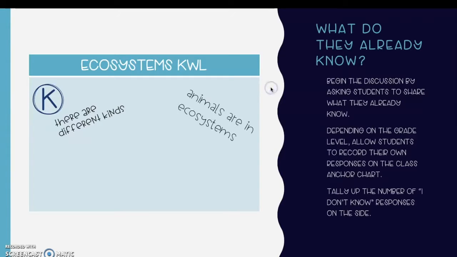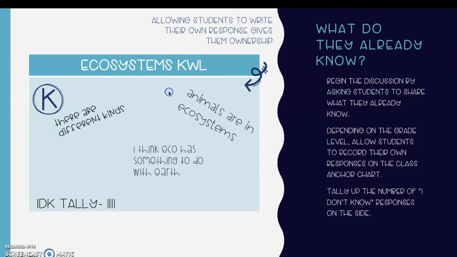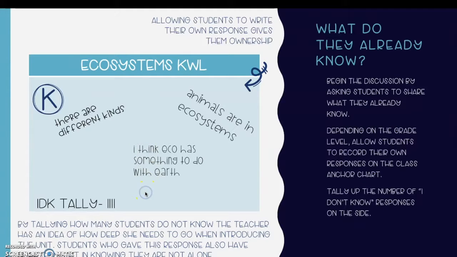So you see they could write, there are different kinds, animals, talk about the word breakdown. And what I did in my class, I kept a tally of students who were like, I really don't know anything. To me, this was a very valuable portion of doing these KWL charts, because I knew if I had a unit where no one had any context starting out, I had to go a lot deeper in the forefront. When they have ownership of these charts, it's just such a more meaningful experience.